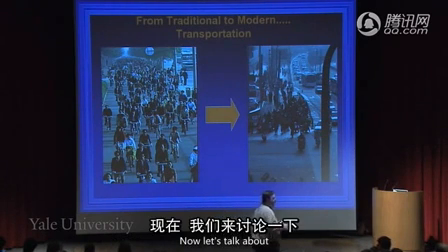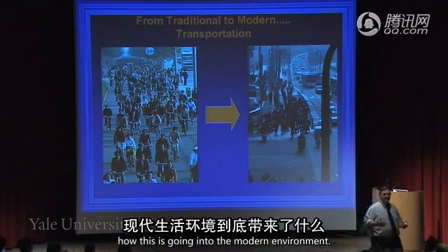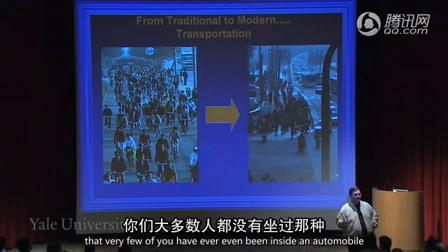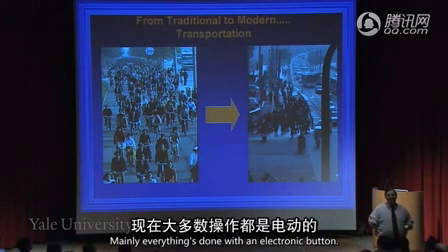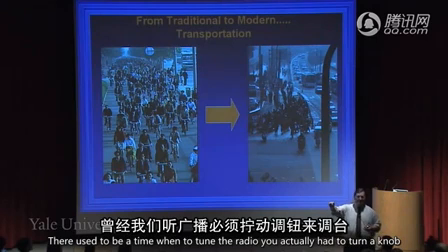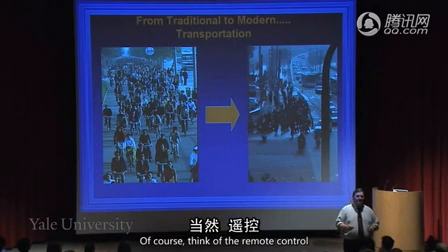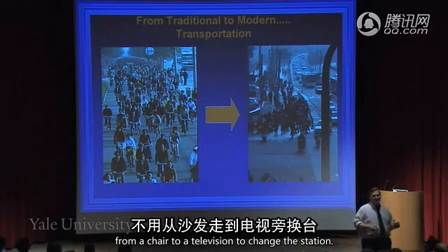Now let's talk about physical activity in our own lives, and you can see how this is going into the modern environment. My guess is that very few of you have ever even been inside an automobile where you have to crank the window with something like this. Mainly everything's done with an electronic button. There used to be a time when to tune the radio, you actually had to turn a knob rather than just press a button. And of course, think of the remote control. That saves you many, many trips a year from a chair to a television to change the station.